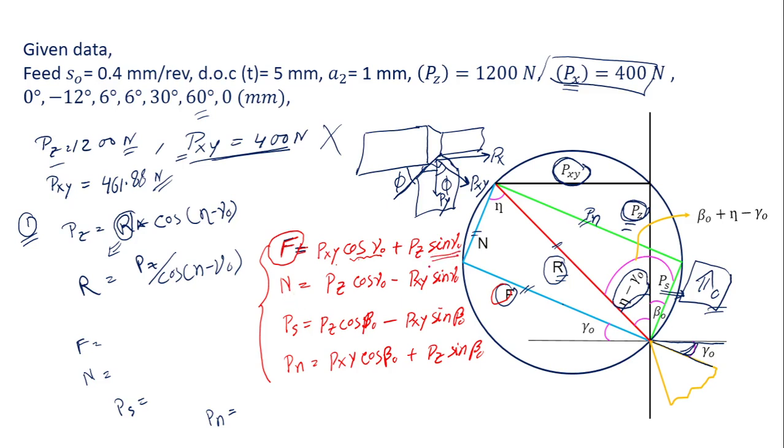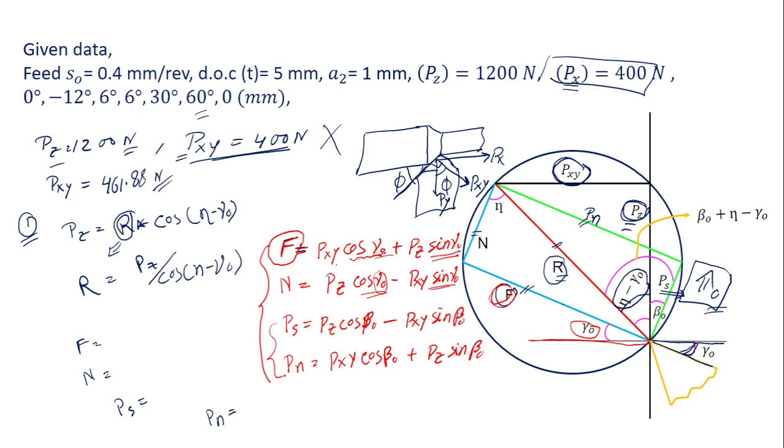For N also the same thing. The opposite of N is Pz, so Pz, and with the opposite component, the cos component, so Pz into cos gamma naught, then Pxy into sine gamma naught. Now why do I write gamma naught here? Because when you talk about the friction force, the angle gamma naught, the orthogonal rake angle, comes into the picture. That's why cos and sine of gamma naught are written here.